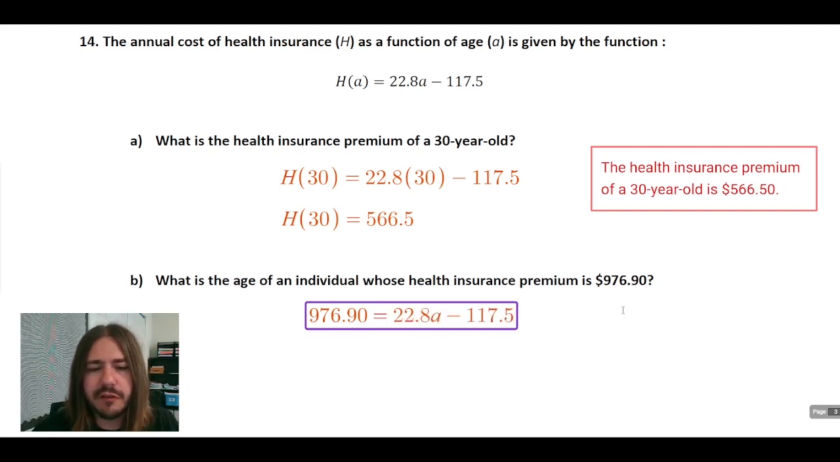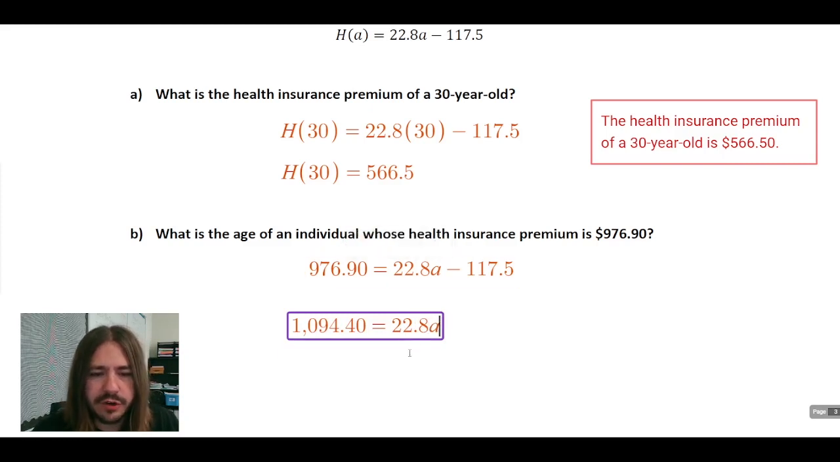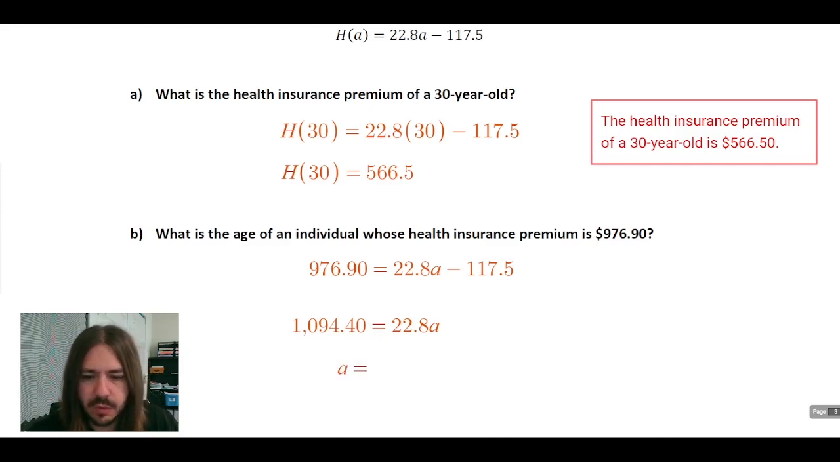So we'll start this off by adding 117.5 to both sides. It's going to give me 1,094.40 equals 22.8A. And then we're going to divide both sides by 22.8, and that's going to give us A equals 48.